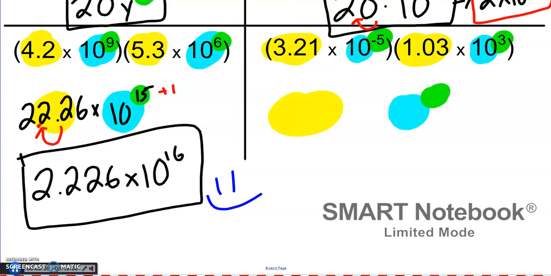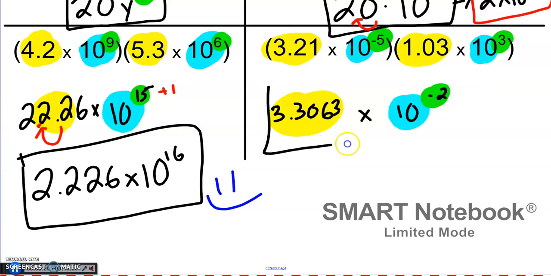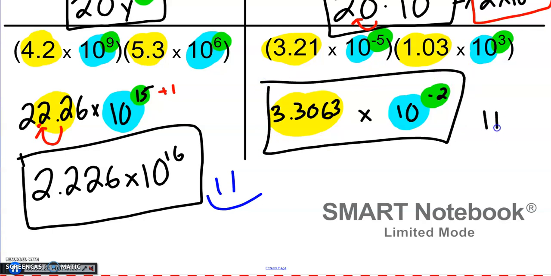We have 3.21 times 1.03. That's going to give us 3.3063 times 10 to the negative 5 plus 3, which is negative 2. Since 3.3063 is in scientific notation, we are all good, and this is our final answer. Sweet. Nice. Awesome job, folks.